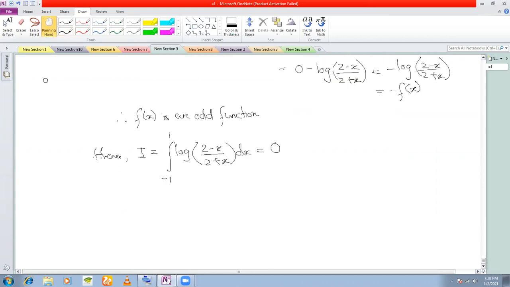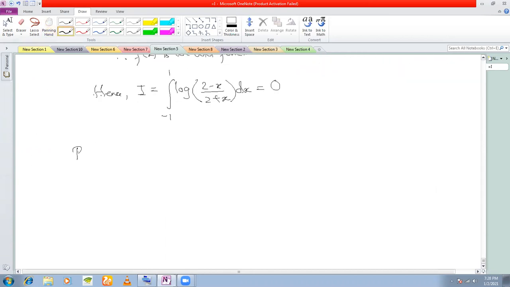Another problem, this time a mod function. Mod function coupled with a trigonometric function. So let's see what happens. Problem is, evaluate this integral from minus pi by 2 to plus pi by 2. Now, whenever there is a mod function, you need to be a little careful. Again, minus a to plus a. So again, we need to check whether this is an even function or an odd function. So I say let f(x) is equal to mod sin x.